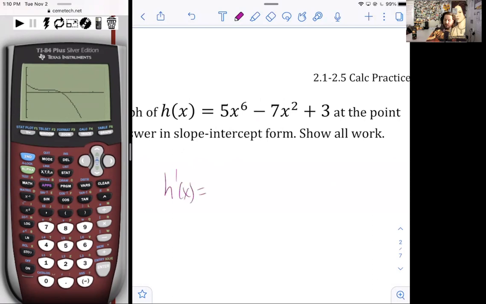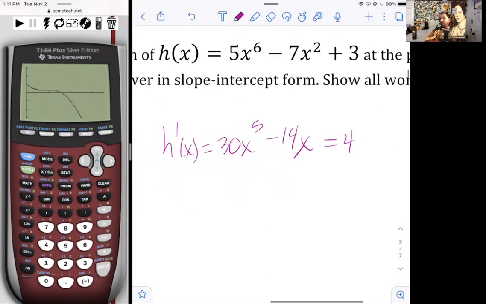H prime of x is 30x to the 5th minus 14x. It's just much faster to do that. And then I want to know where that equals 4. Okay. Now we know where 4 is. So if you want to graph one of these in y1 and the other in y2 and see where they intersect, that's fine. But what I'm going to do is just always get in the habit, unless I already have something already graphed, or two equations that they give me, of getting everything on one side and setting it equal to 0.